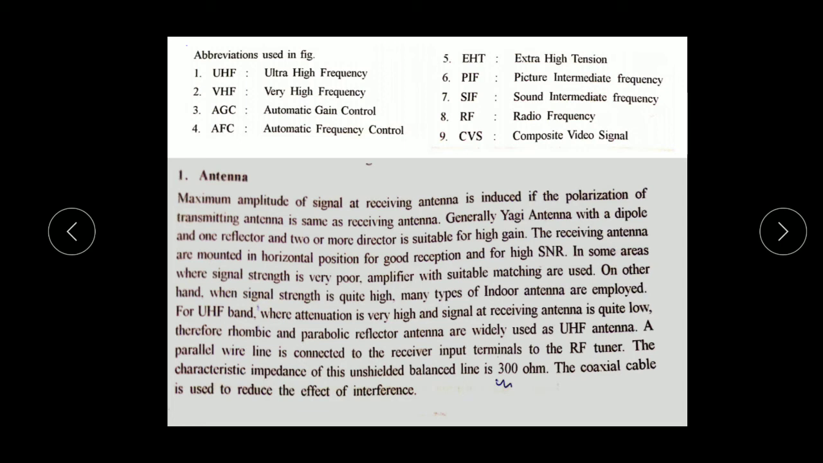The coaxial cable is used to reduce the effect of interference. So right now, at this time, we generally use the coaxial cable to reduce the interference.